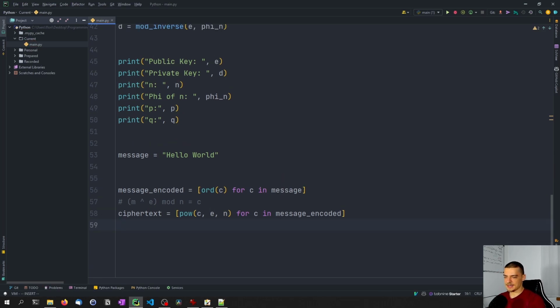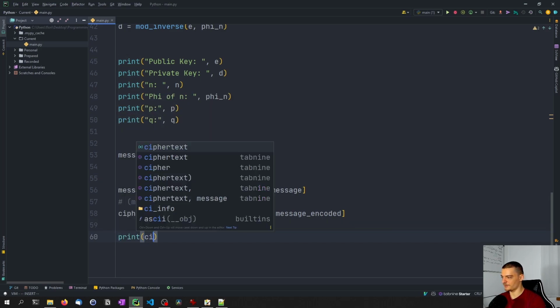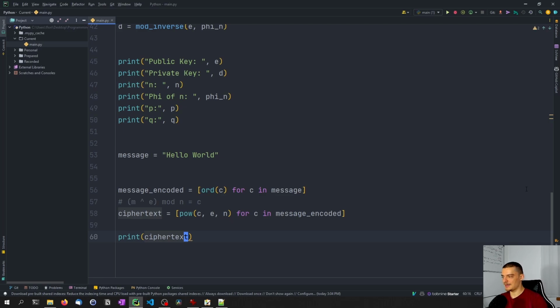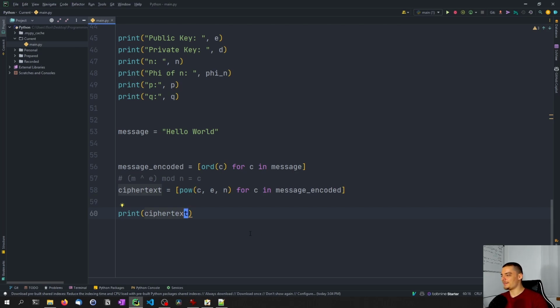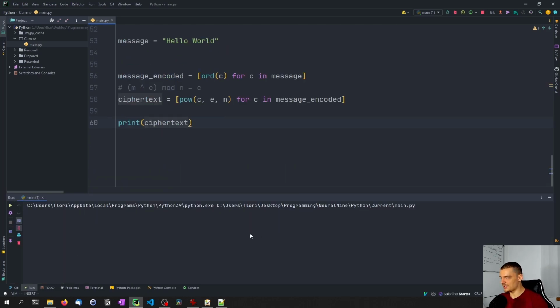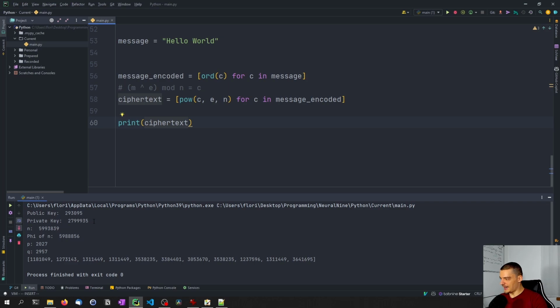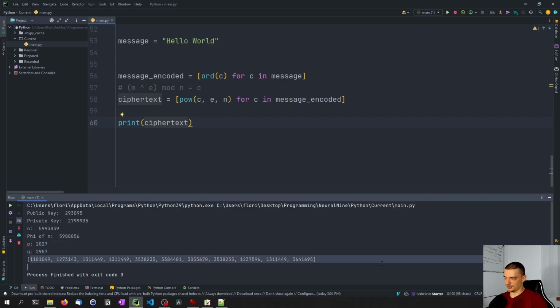So we do that, and then we can print that ciphertext, which is just going to be a list now. We can also, of course, join it into a string if you want to. You can also put it into a file, it doesn't matter. But this is now unreadable to us. If I run this here, you can see I have this private key, this public key, this is n, this is phi of n, this is p and q, those are the two prime numbers that we use to create n, and this is the message.